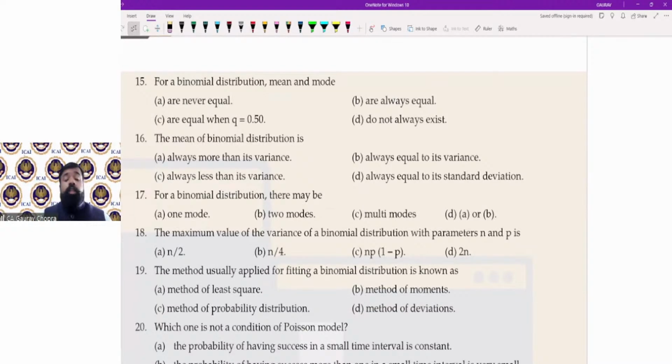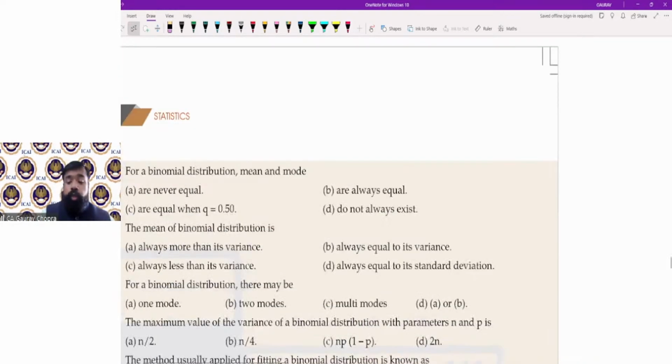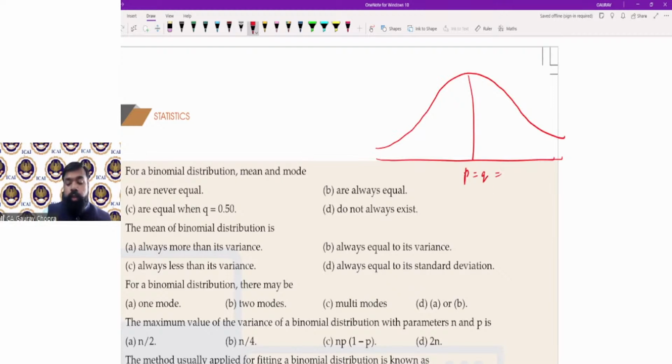Then 15. For a binomial distribution, mean and mode. So it's talking about mean and mode. Will they be equal or not? So mean and mode will be equal when the distribution is symmetrical. That means when p is equal to q, that is 0.5. At that point of time, mean is equal to median is equal to mode. All these three will be equal. So this is the case when mean, median, and mode are equal.